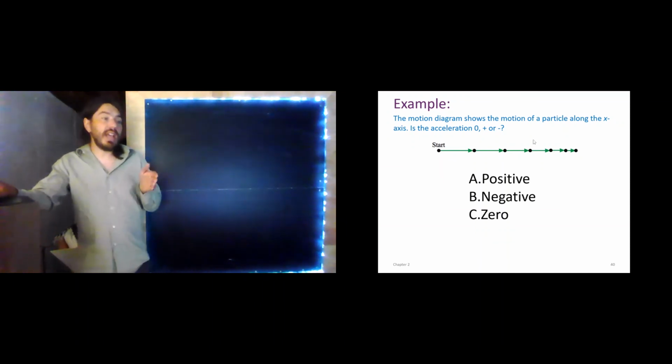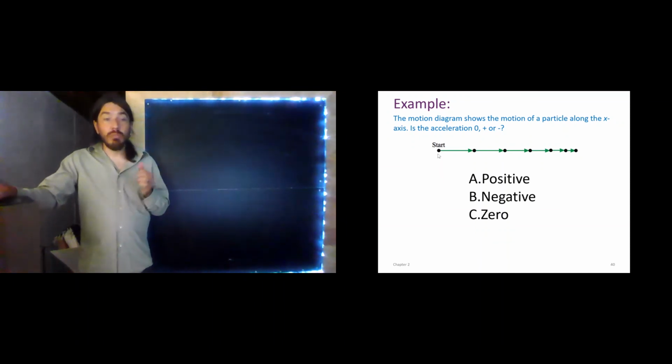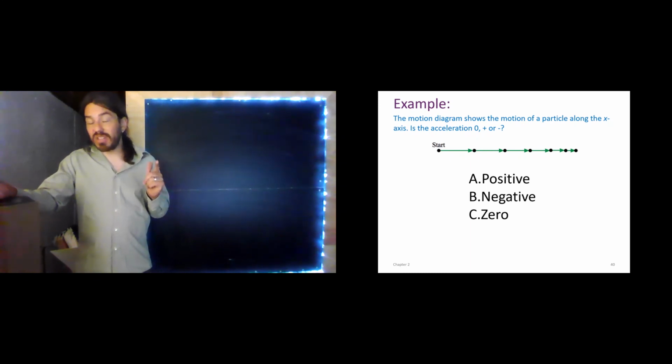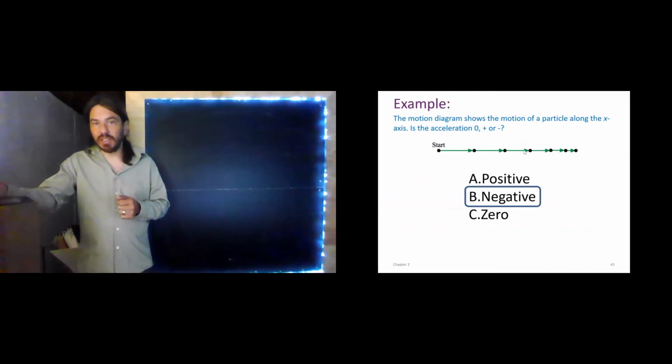Okay, here we see an object moving in the positive direction. Is it speeding up or slowing down? This shows a particle that is slowing down, right? So here we see positive motion, slowing down. This must be a negative acceleration. How about this one?